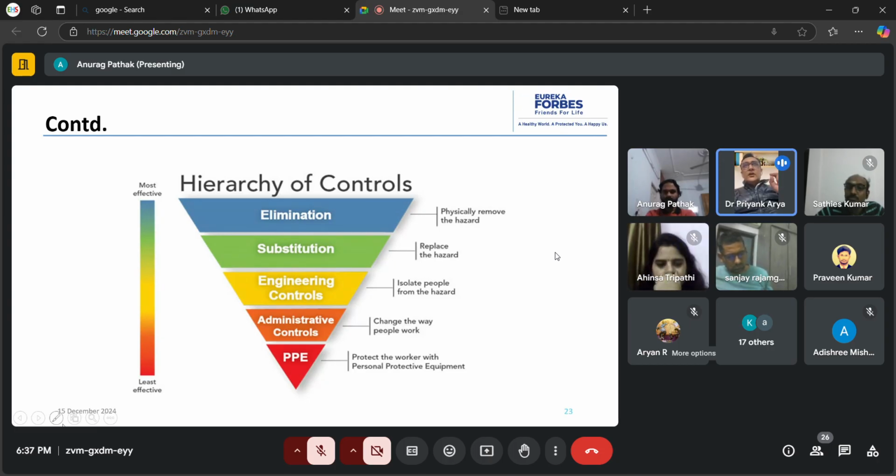Administrative control is the second last one basically, and the last one is personal protective equipment. If you could not do anything, then you have to provide the PPE. So this is the standard procedure to eliminate any hazard across the industries, and we have to follow this one. Yeah, please, Anurag, continue.